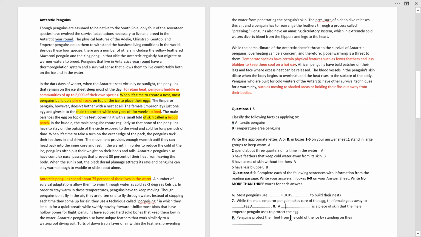Penguins protect their feet from the cold of the ice by standing on their heels and tails. In order to reduce the cold of the ice, penguins often put their weight on their heels and tails. So you see this sentence, heels and tails is our answer: "put their weight on" matches "to protect their feet from the cold of the ice by standing on their heels and tail." So this is the answer to the ninth question.